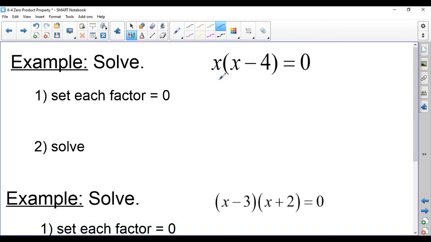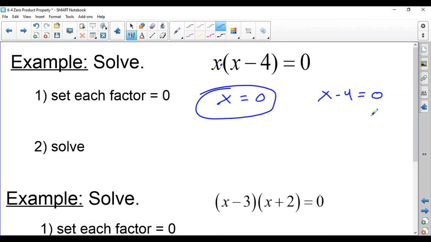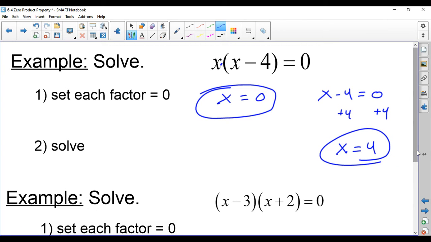For example, I have x times x minus 4 equals 0. This is a factored form. There are two things that are being multiplied, x and x minus 4. When I have two things that multiply to equal 0, then one of them must be 0. So I'm going to set each factor equal to 0. Either x equals 0 or x minus 4 equals 0. This equation is already solved. Over here I have x minus 4, so I have to add the 4 to the other side, and I get a second solution of x equals 4. These equations will have multiple answers.